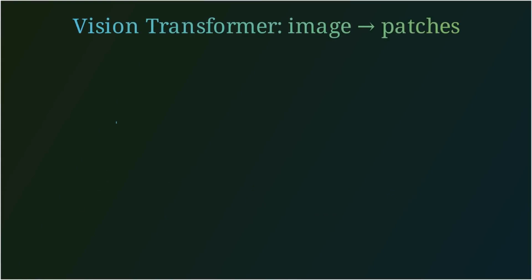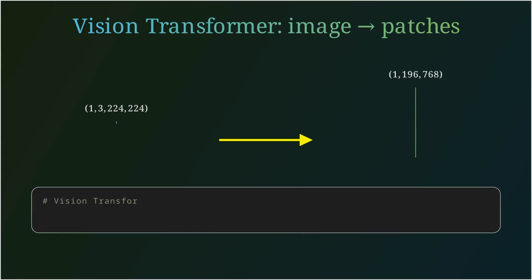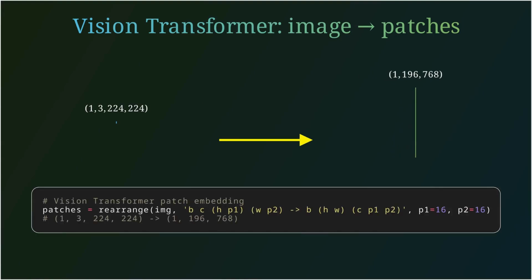Let's apply Einops to a real case. Vision transformers. Start with an image of shape 1, 3, 224, 224. Extract 16 by 16 patches. Rearrange img by providing the transformation. The result is 1, 196, 768, a sequence of 196 patches, each with 768 features.